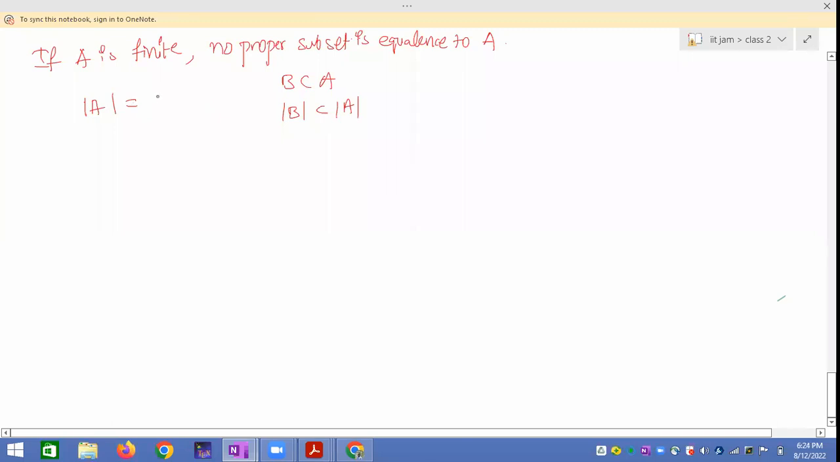If A is a finite set, no proper subset is equivalent to A, because if the number of elements in A is, suppose, 5, the number of elements in a proper subset is less than 5. In finite sets, if A is equivalent to B, the number of elements must be equal, but here that is a contradiction. If B is a proper subset of A, the number of elements in B is always less than in A, but equivalence requires them to be equal. Hence, there is no proper subset equivalent to A.